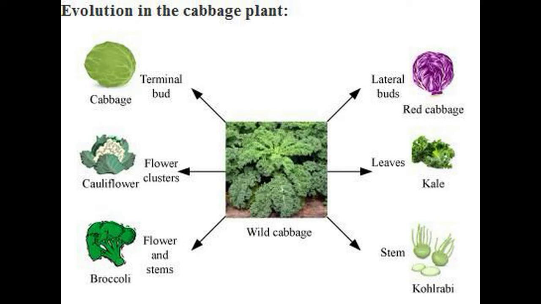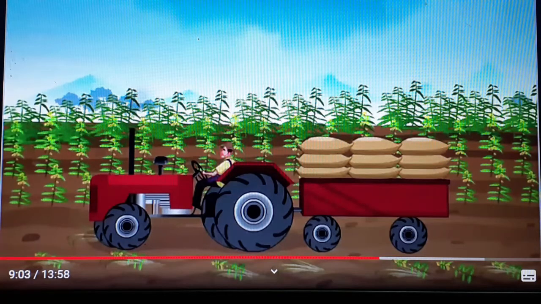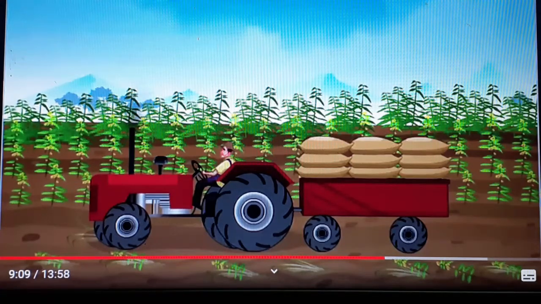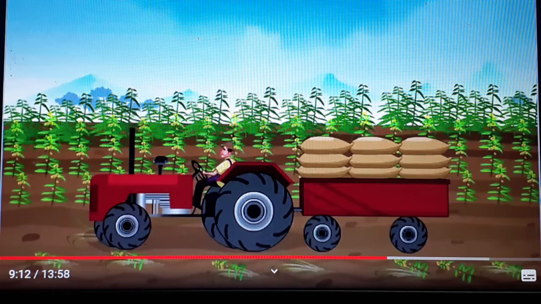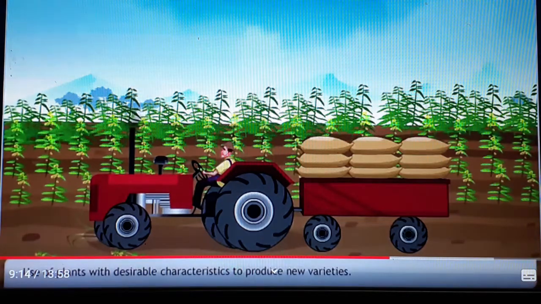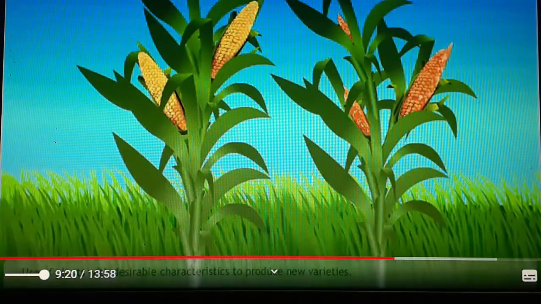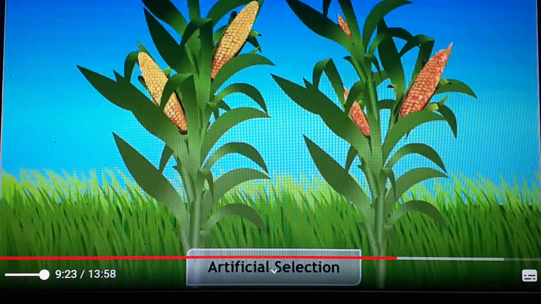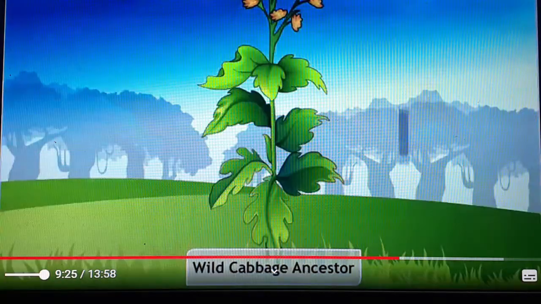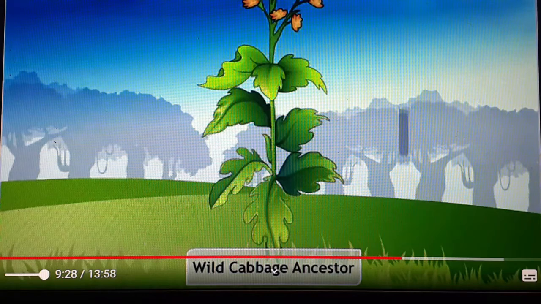Now let's see a video on this example of cabbage showing the evolutionary relationship. There are also many characteristics to prove evolutionary relationships in plants. In the present scenario, farmers use plants with desirable characteristics to produce new varieties by a process called artificial selection. Farmers have descended all these vegetables from the wild cabbage ancestor.